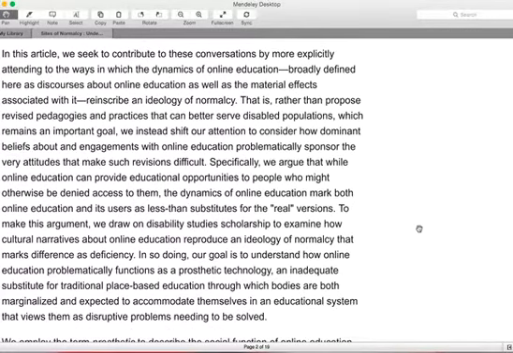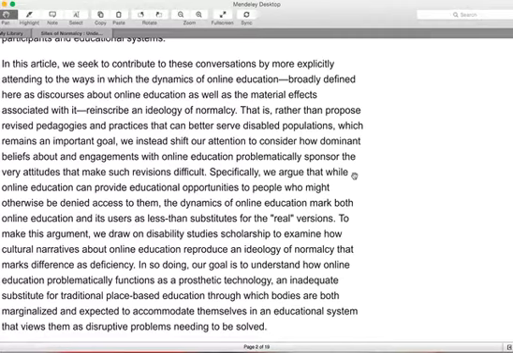Specifically, we argue that while online education can provide educational opportunities to people who might otherwise be denied access to them, the dynamics of online education mark both an online education and its users as less than substitutes for the real version. So here, a specific, concrete, direct sentence that captures their argument. So I want to make sure that I take note of that. So I'm going to actually highlight that as well. That way I see that this is their argument.